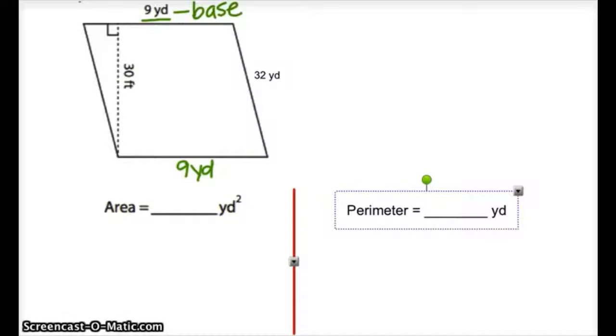Our dashed line over here on the left is 30. Notice that it's indicated to be at a right angle of the base. This is our height. And the diagonal over here of 32 yards is a side. It's not the height, it's the side.